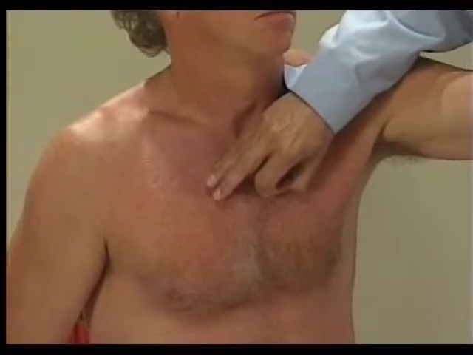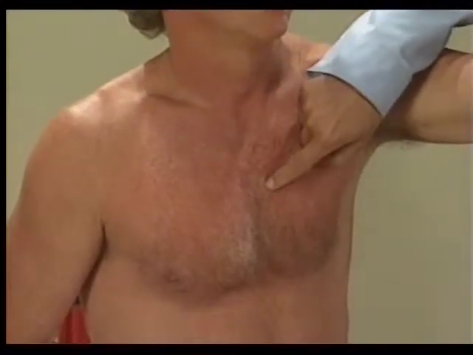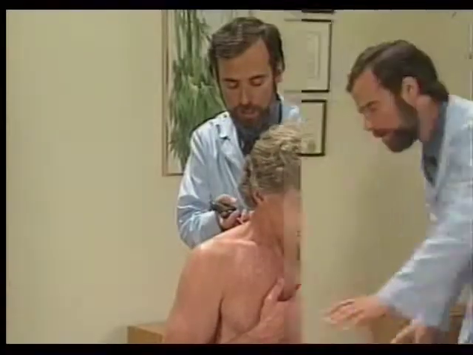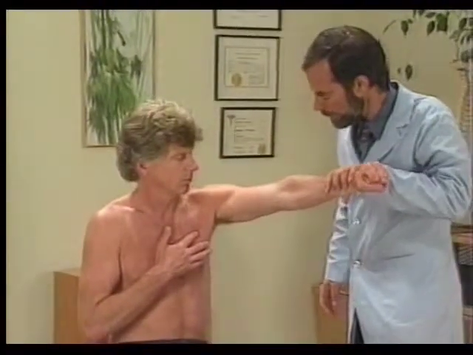When you find an active point, the arm will appear weak. Have the patient touch this point with one finger. Finally, retest the nerve tract point. It should test strong.